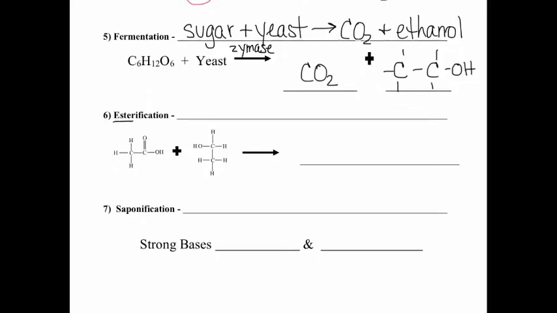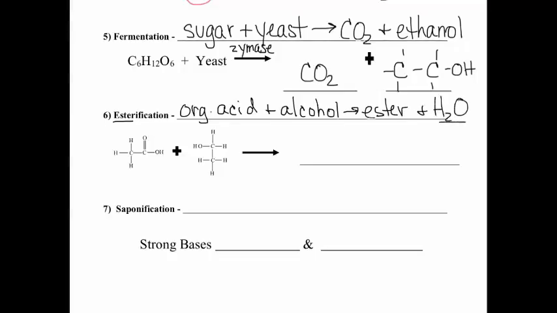All right, next one is esterification. As you can imagine, we're going to make an ester. When we make an ester, it's the result of having an organic acid react with an alcohol. And if you haven't done that yet in lab, you will be doing it. And you actually make an ester and water. So one of the products is going to be water, just like the condensation polymerization reactions.